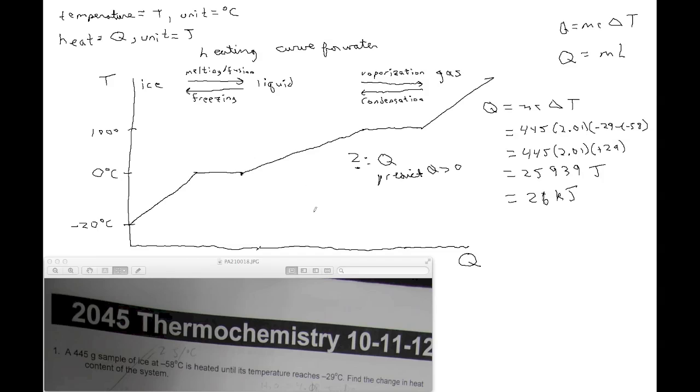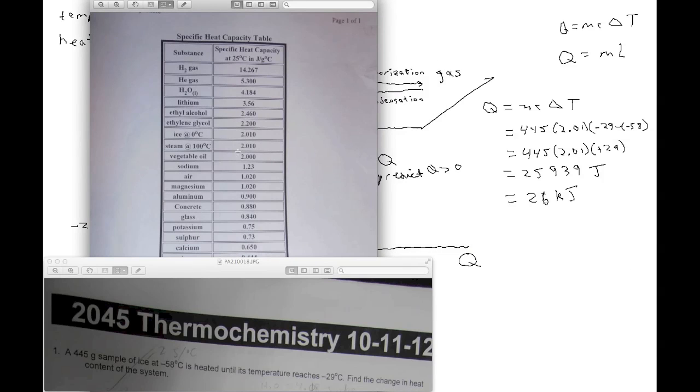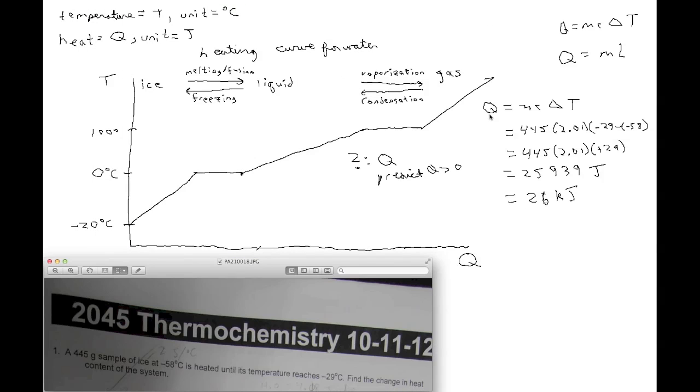And then you had to use this 2.01. So I guess, how did you know to do that? Oh, because it was ice. So it's ice, you have to use this number, 2.01. So that seems like that was correct. And then you did your calculations. You have to be careful with the signs here. Negative 29 minus negative 58. But I think you did that correctly. 445 times 2.01 times negative 29 minus negative 58.